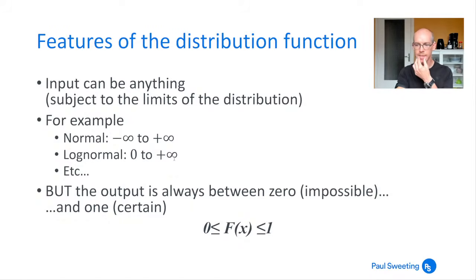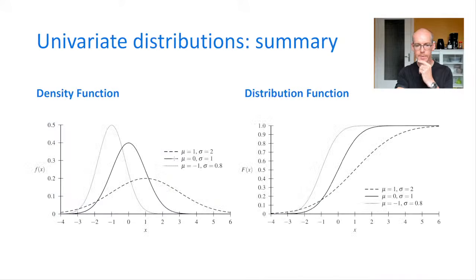We're looking at univariate continuous density and distribution functions. And just to summarise, density functions here on the left, the area underneath them is 1, distribution function on the right, they run from 0 to 1. They're essentially integrals up to the point that you're looking at on the horizontal axis.